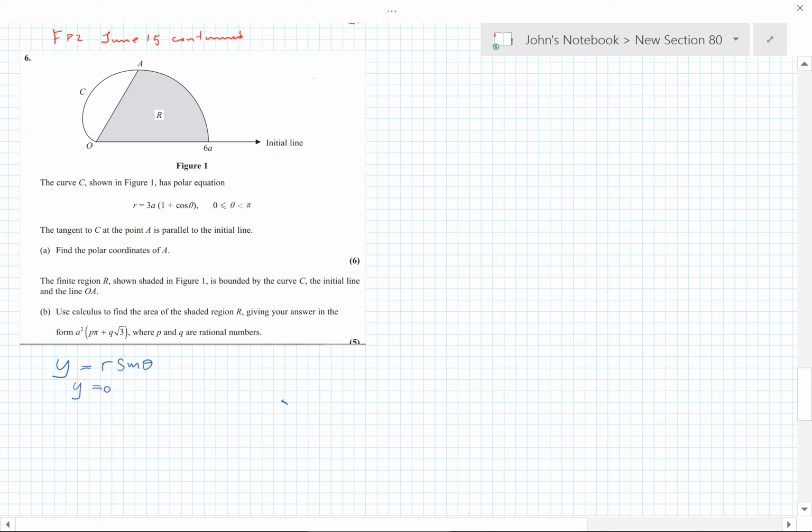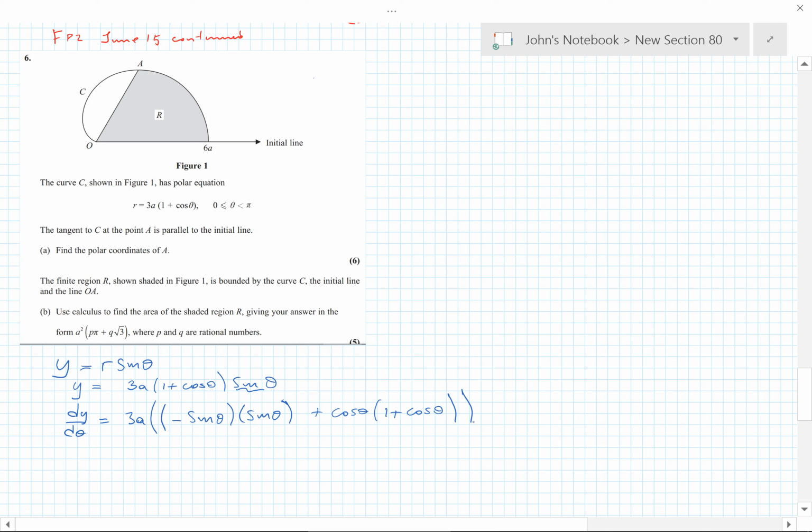So y is equal to 3a(1 plus cos theta) times sine theta. So we just need to differentiate that. So dy by d theta, let's use the product rule. The 3a is irrelevant really, but I'll keep it there obviously. Differentiate the 1 plus cos theta, that's minus sine theta, times sine theta. And then differentiate the sine theta, that's cos theta, times 1 plus cos theta, product rule, without making a fuss of it.